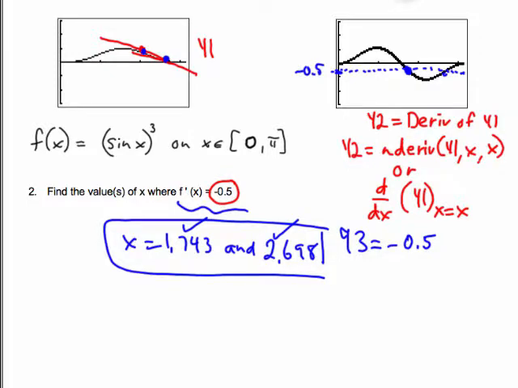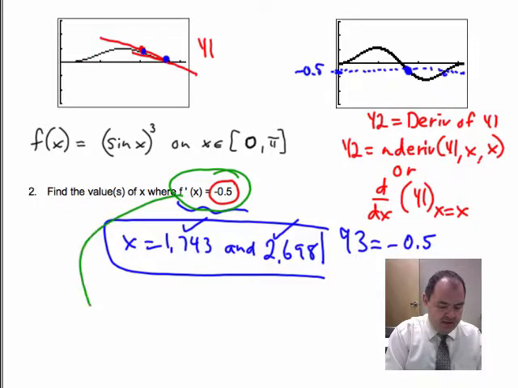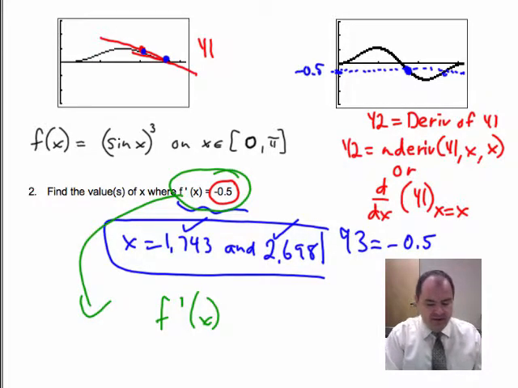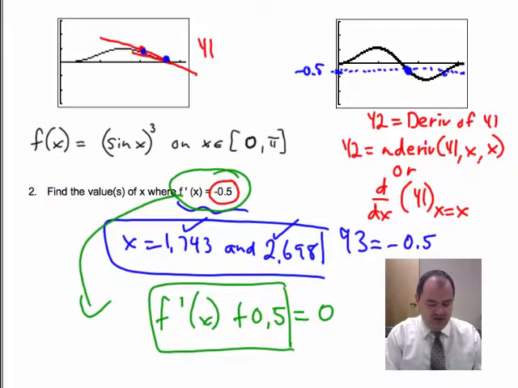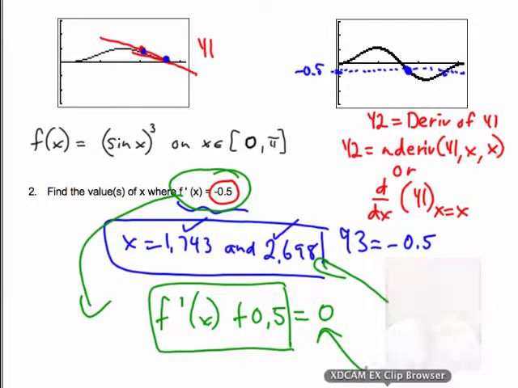Now just one final thing to show you with respect to this. An alternate way that you could solve this equation would be to take the derivative, and I'm going to bring the negative 0.5 to the other side and set it to 0. So if I actually look at this function and find the zeros of this function, I should get the same solutions that I got from the previous method.